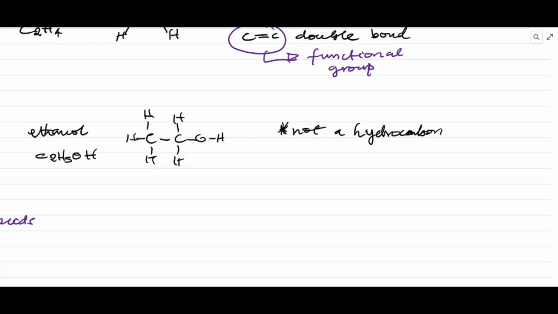And the functional group here, can you guess the functional group? What differentiates this compound from the one above is this OH. So the functional group of the alcohol is OH. Sorry, I wanted to write functional group.